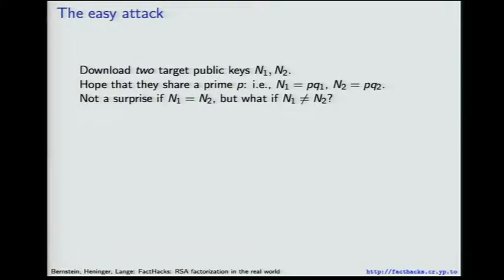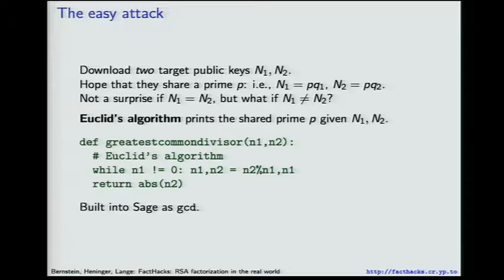And you can imagine, here's the easy attack. Here's the systematic way to do this. You take 2 users, so you and you each have a public key, and we're going to grab those public keys, N1 and N2, and then hope that N1 and N2 share a prime. So N1 is some prime p times some q1, and N2 is the same prime p times some different q2.